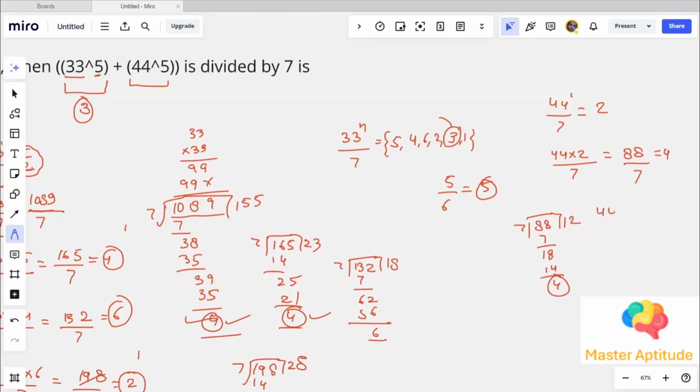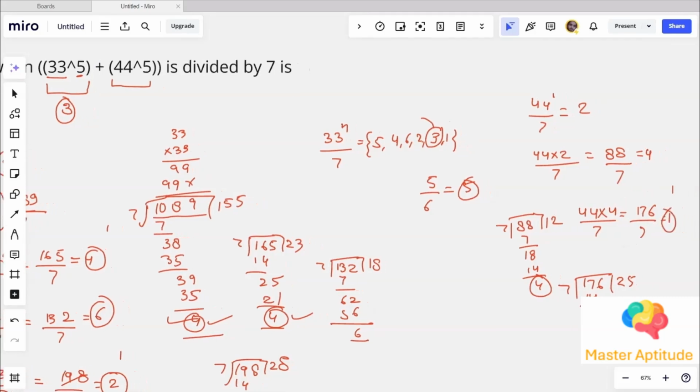Now let's calculate another remainder, which is 44 into 4 divided by 7. This 4 is the previous remainder. So 4 4 is 16, 1 carry, 4 4 is 16, 176 divided by 7. It means 176 while divided by 7, 7 2 is 14, and 3 6, and 7 5 is 35. So the remainder is 1. And as you can see, while we get the remainder as 1, it means our cyclicity is ending.